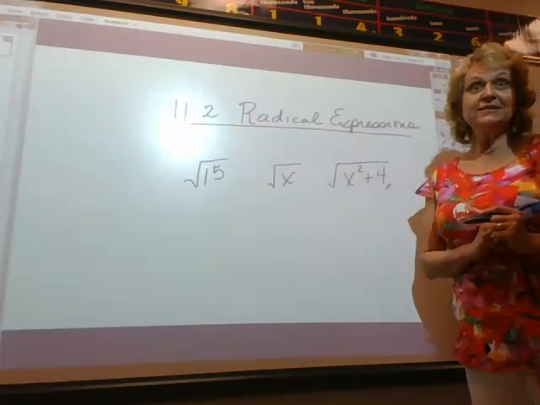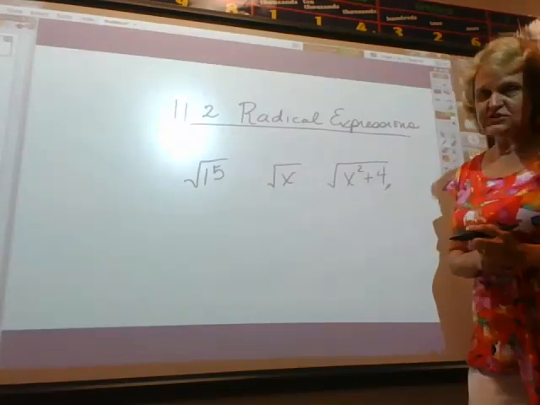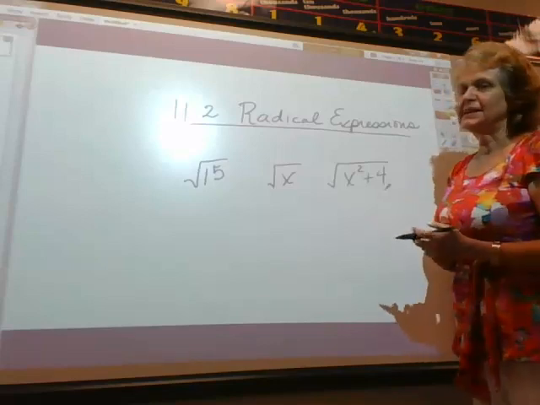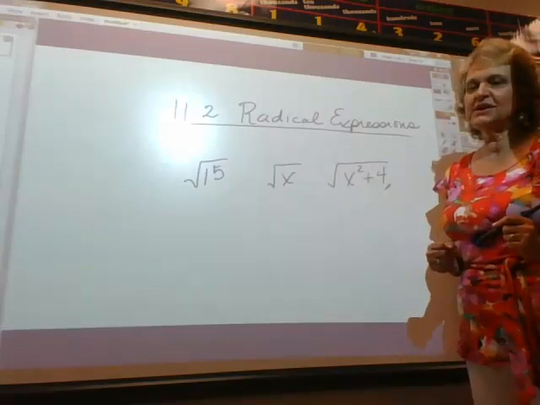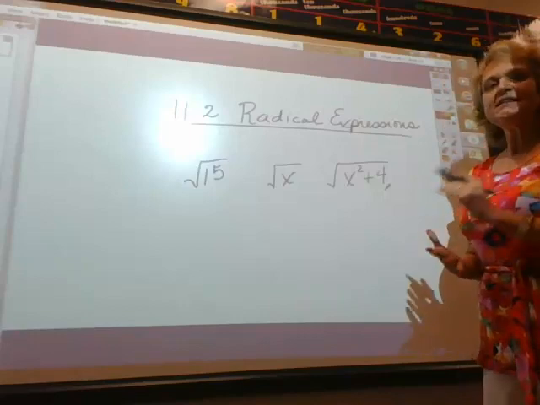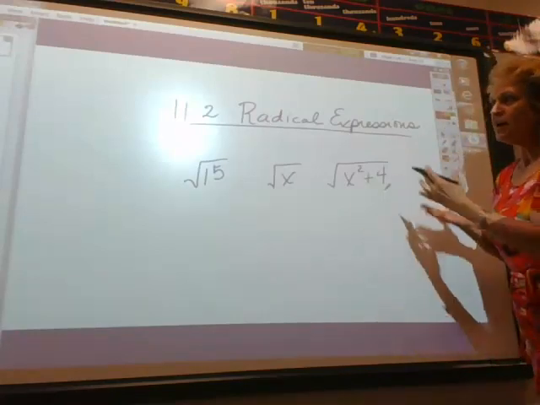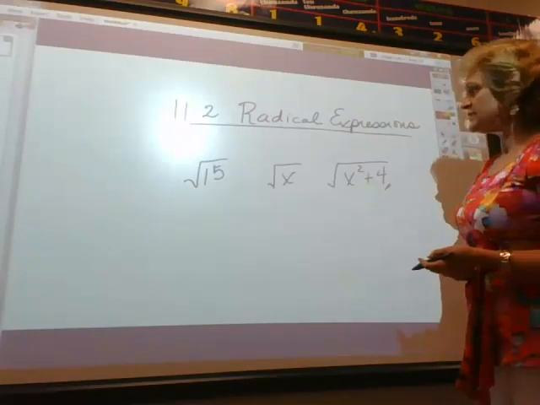Okay, so we have 11-2 today, radical expressions. Hopefully yesterday was really easy and gave you confidence going into this chapter. So we're going to continue on. Here are some examples of radical expressions.